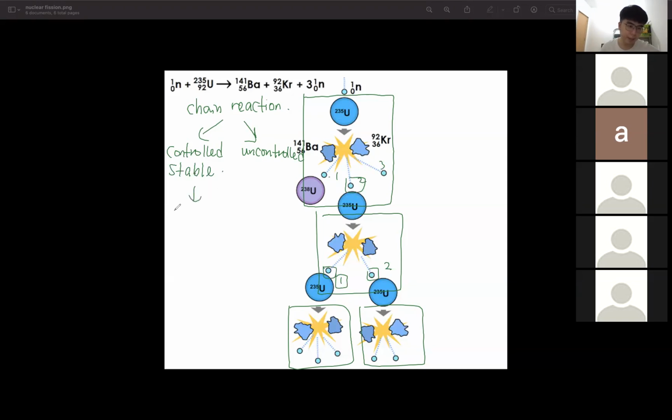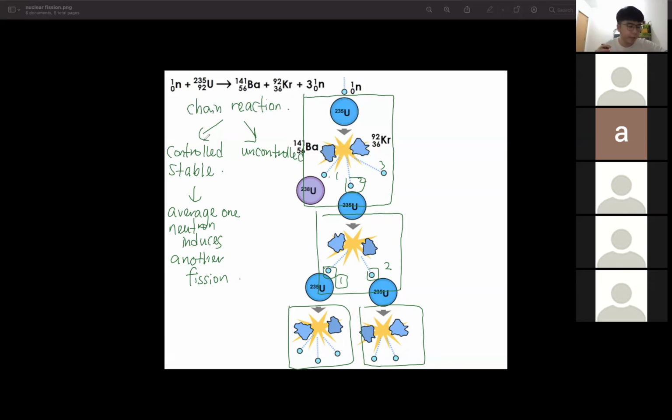I can say that here, on average, only 1 neutron induces another fission. Induce means trigger, start another fission. On average, there's just 1. That is a controlled chain reaction.